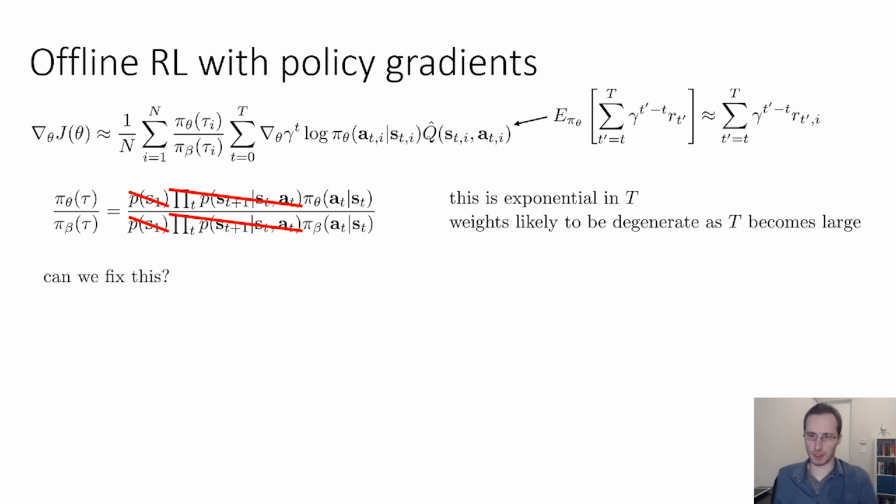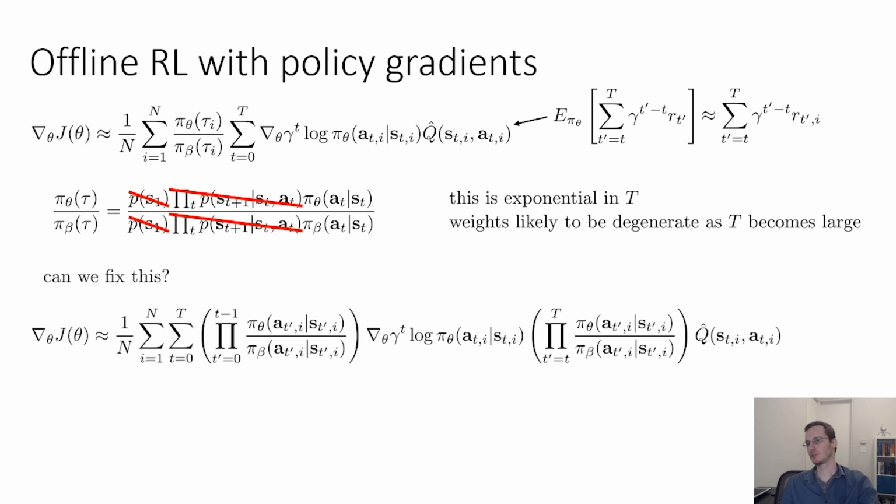So can we fix this somehow? Well, in short, no, but there are a number of steps we could take to try to mitigate the problem. To get into how this is done, first it's very useful to break up this product over action probabilities into two parts. The first part goes from 0 to t minus 1, and the second part goes from t to capital T. Of course, if you multiply these together, you get the original product from 0 to capital T, but I'll break them up into two parts, and I'll put the first part in front of the grad log pi, and the second part in front of the q hat.